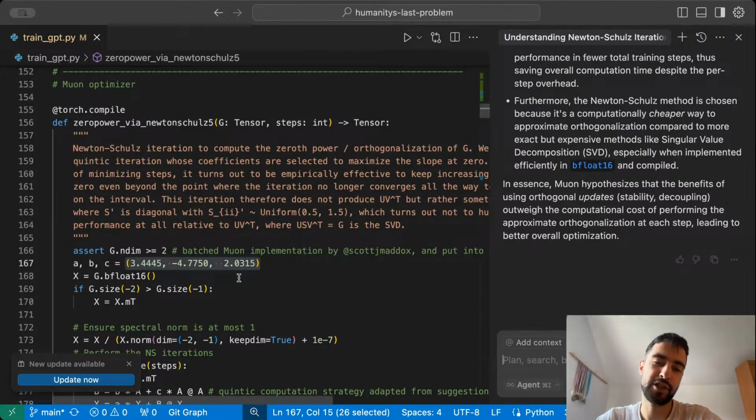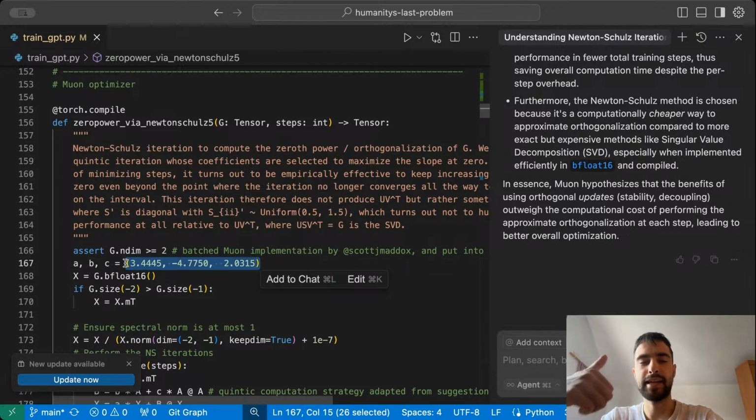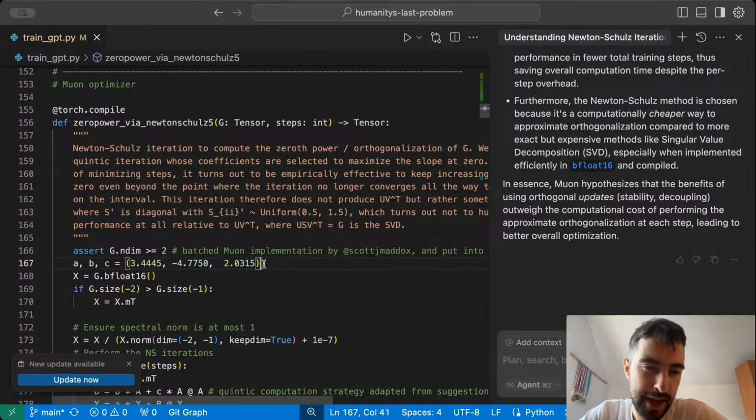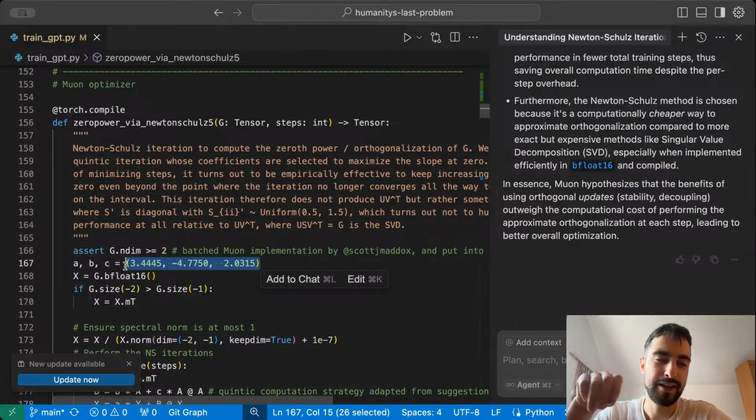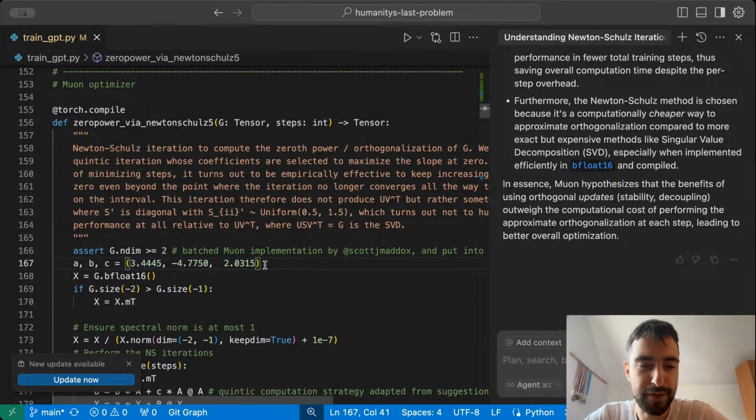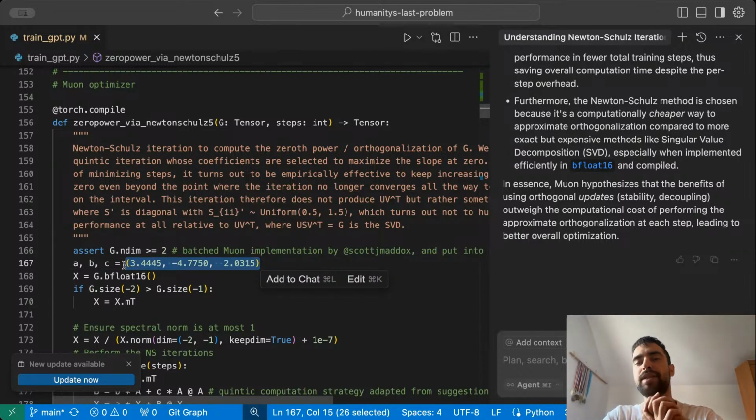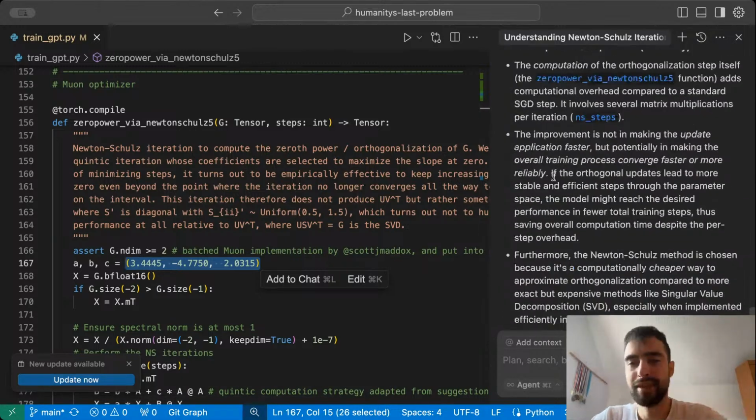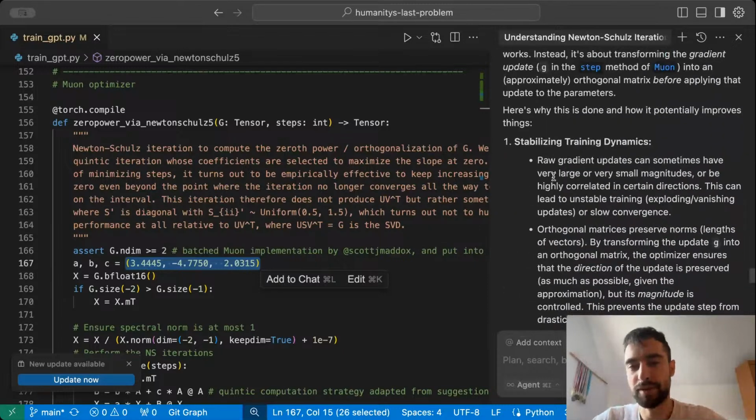And we only have 3 coefficients because I guess we are using 3 terms in the 5th degree polynomial, like the 2nd, 4th, and 5th degree terms. And these coefficients are selected for some reasons. Maybe they found them to make the slope at 0 of the polynomial as large as possible, so it's going to make as big steps as possible when moving towards this matrix. But I don't know 100%. I can't imagine it 100%.